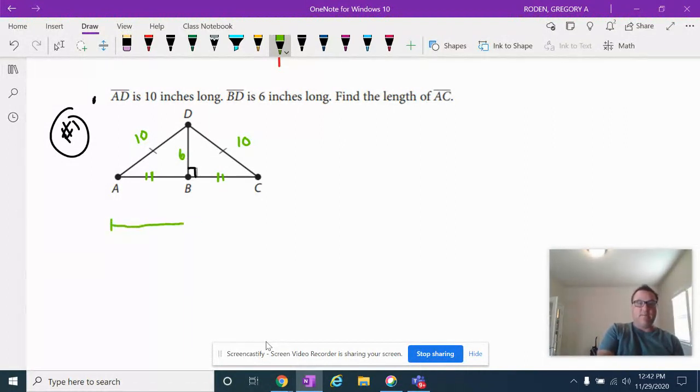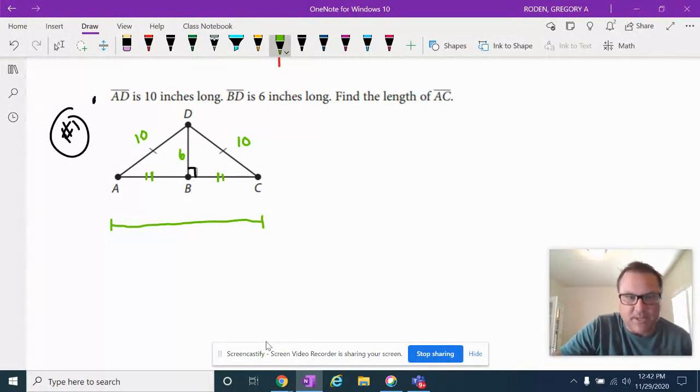So we want to find the measure of AC. Now, remember, this involves right triangles. Whenever we have right triangles, we can use the Pythagorean theorem. So we've got a nice right triangle here. We need to find this side X, and once we find X, we'll talk about what we can do after that to find the length of AC. All right, so how do we do that?